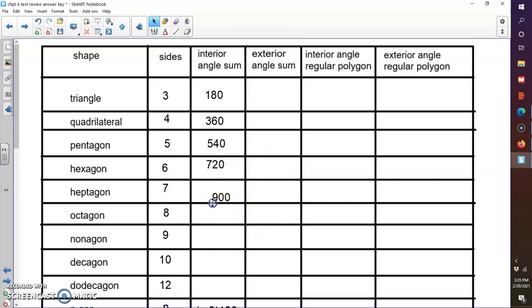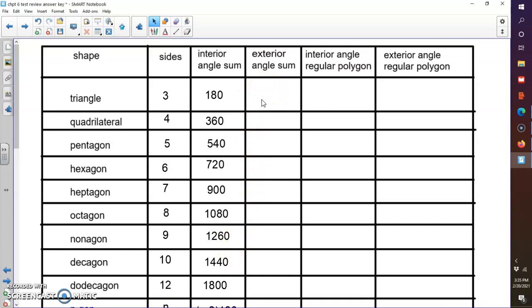And if you notice, each side, we go up another 180. We go to 9 sides, we go to 1,260. We go to 10 sides, we go to 1,440. Now 12 sides, I'm skipping the 11-sided figure. The 12-sided figure is 1,800, because 12 minus 2 is 10, and 10 times 180 is 1,800.